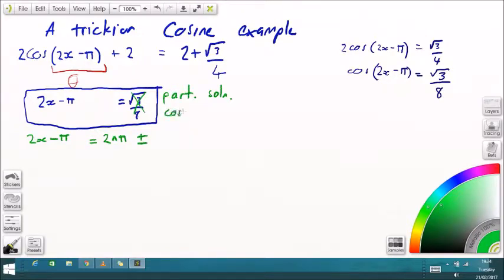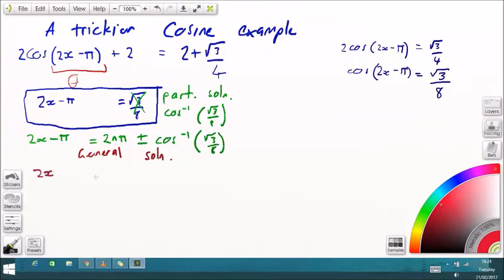That should have been inverse cosine of root 3 over 8. So it's 2n pi plus or minus inverse cosine of root 3 over 8. That's your particular solution part just there. Now we've got the whole general solution just now.